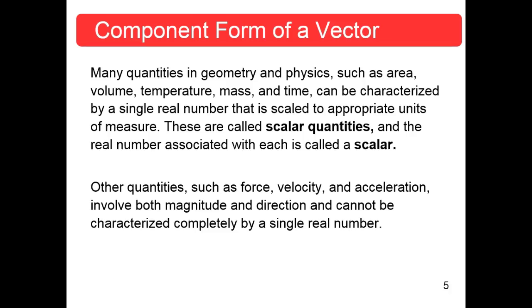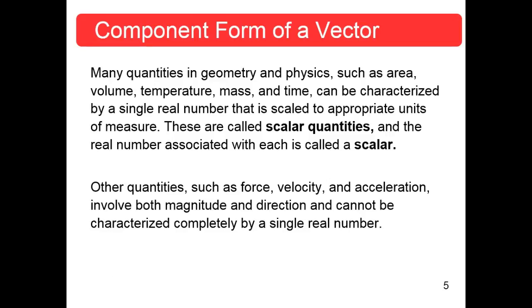So we start here, 11.1, component form of a vector. Okay. Many quantities in geometry and physics and engineering. Now this sounds a little bizarre. Area, you think of that just being a number, a numerical value. But guess what? A surface has an orientation, therefore the area of that surface, well, I'm sorry.